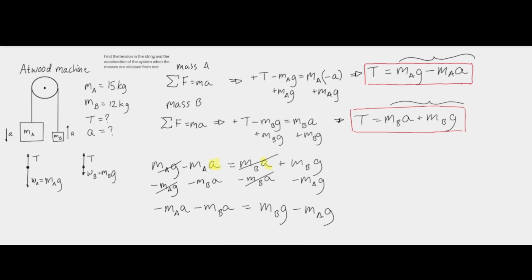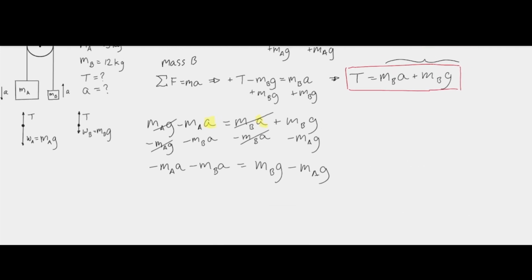And I can multiply both sides by -1. So I can, let me shift this up a little bit. So I see this negative minus sign here. I can multiply both sides by -1. So -1 and -1. And this then becomes positive m sub a times a plus an m sub b times a. And this is equal then to a positive m sub a times g and a negative m sub b times g.